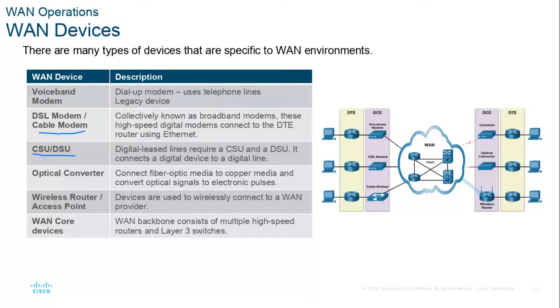An optical converter is a device that converts between fiber optic cable and copper cable. The cable companies use this. They run fiber optic cables out to a neighborhood, and then they have a device called a node that converts the fiber optic pulses of light into electrical signals that go through that electrical coaxial cable that actually connects to your home cable set-top box.